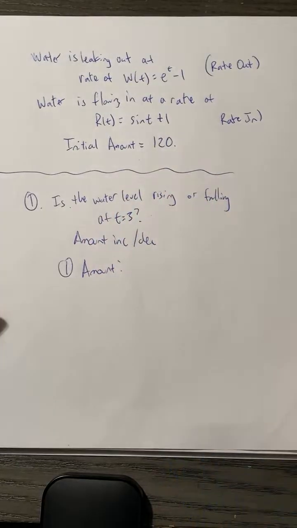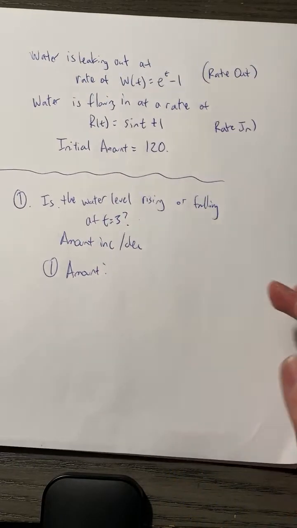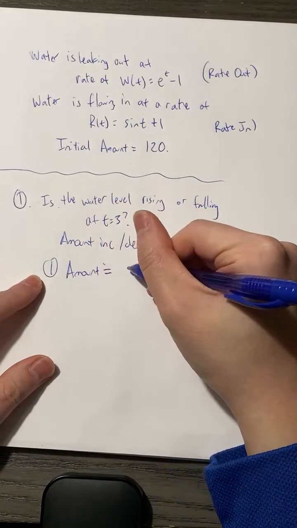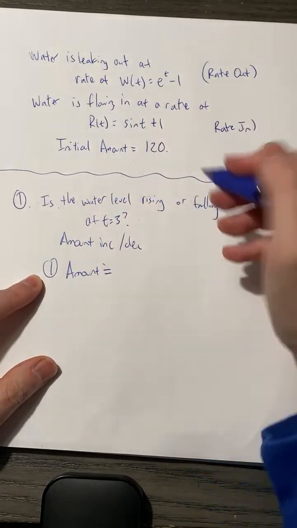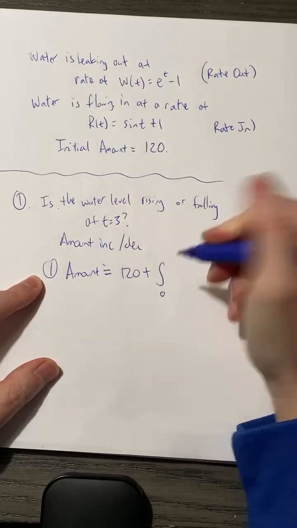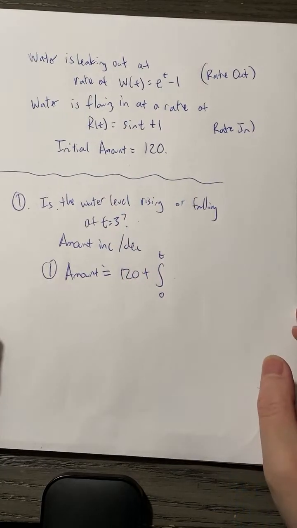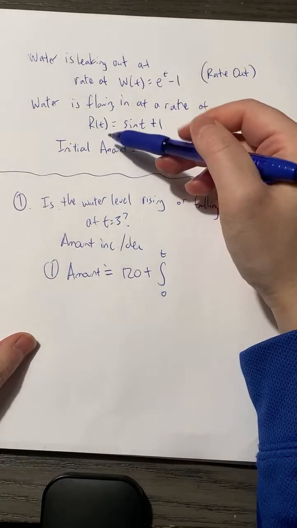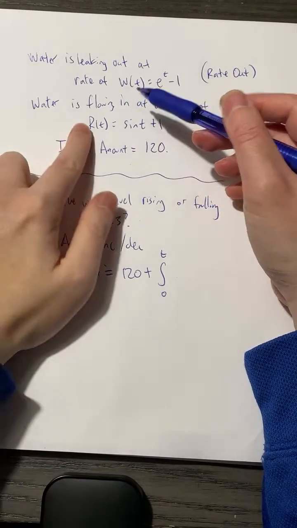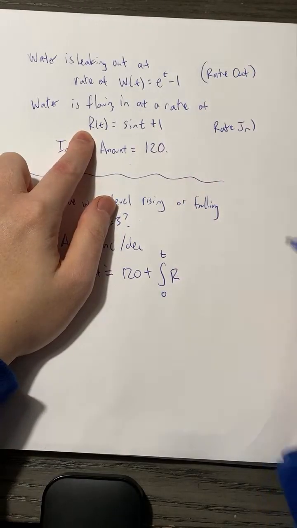So what I do is I find the amount formula. And the way this works is that the amount formula is always going to be the same. It's always going to be number plus integral. It's the fundamental theorem of calculus. So amount equals the initial amount, which is 120, plus the integral from 0 on the bottom to t on the top, and then it's rate in minus rate out. Again, just be wary that rate in is the second one given and rate out is the first one given. So we're going to use R. We're going to use the letters that are given.